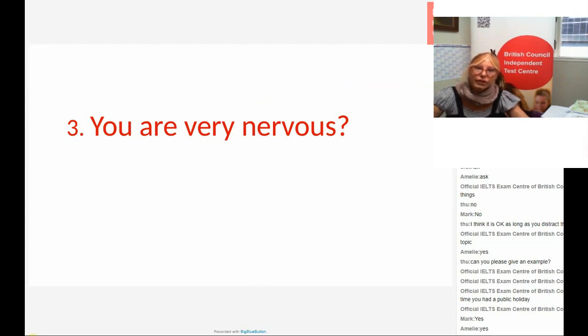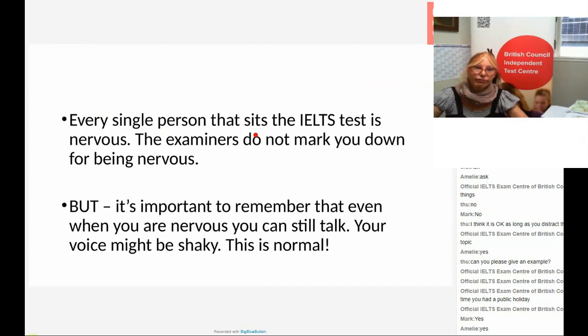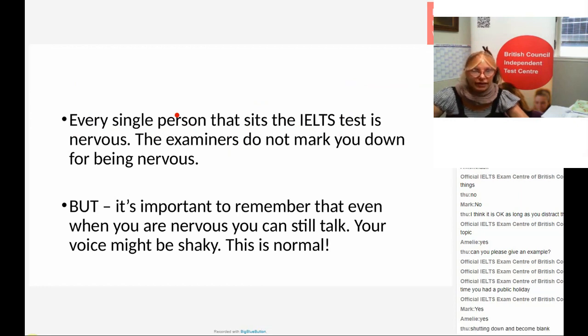Scenario number 3: what happens if you are very nervous? All right, every single person that sits the IELTS test is nervous. If you sit the IELTS test and you're not nervous, then there's something strange about you, right? The examiner does not mark you down for being nervous. The examiner is not going to give you a lower score because you are nervous.